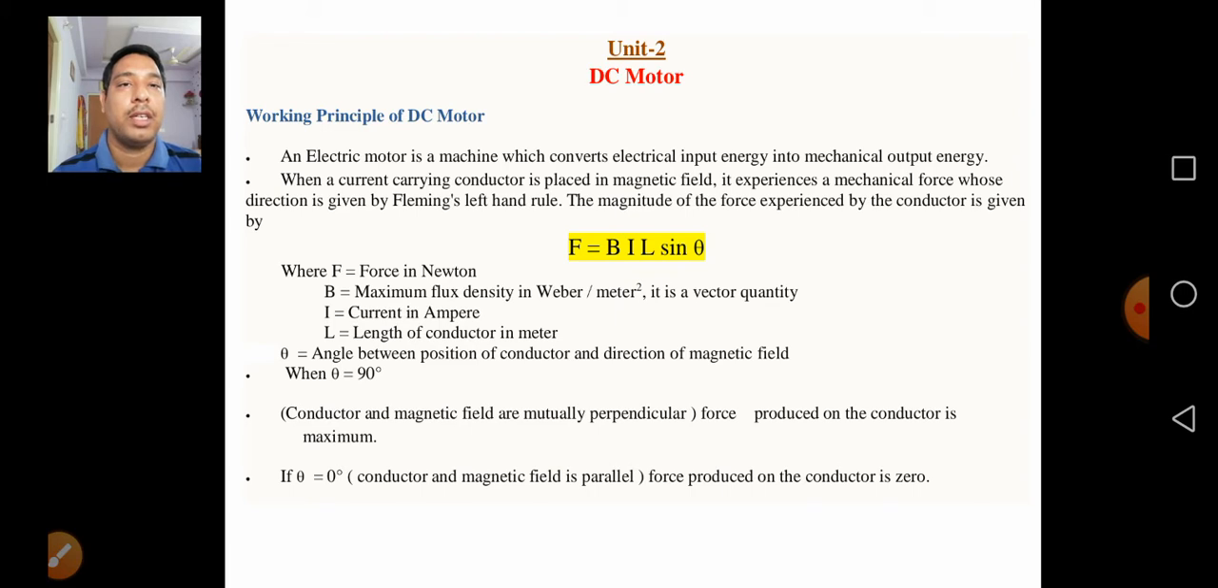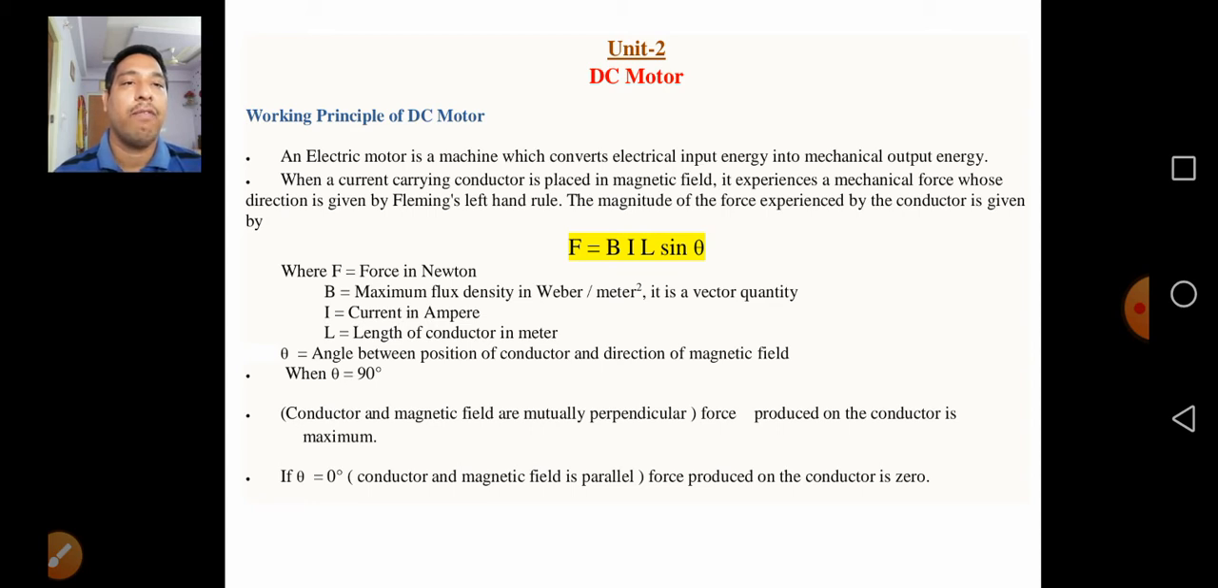So when a current carrying conductor is placed in a magnetic field, it experiences a mechanical force, whose direction is given by Fleming's left hand rule. As part of the generator principle, we use Fleming's right hand rule.